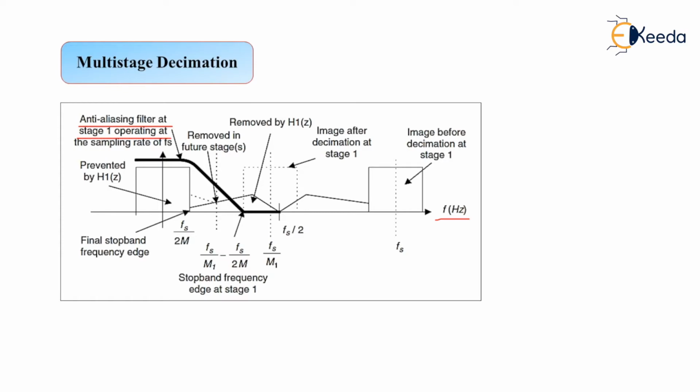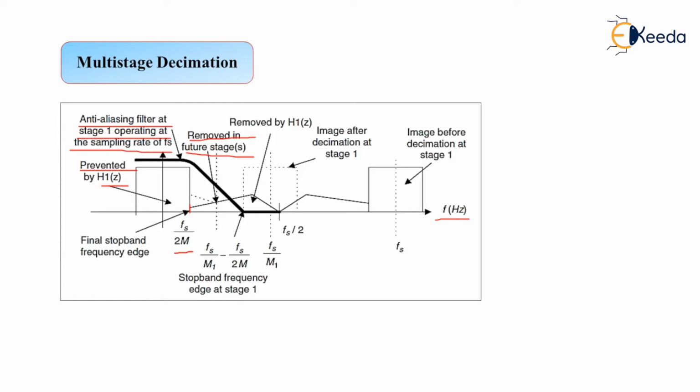the use of the anti-aliasing filter, as we discussed for stage 1, operating at the sampling rate, initially fs. Now here is the plot. This is the plot for the anti-aliasing filter, and as you see, we have the filter images. Those have been removed in the later stages. They have first of all been shown to be prevented by H1 of z.